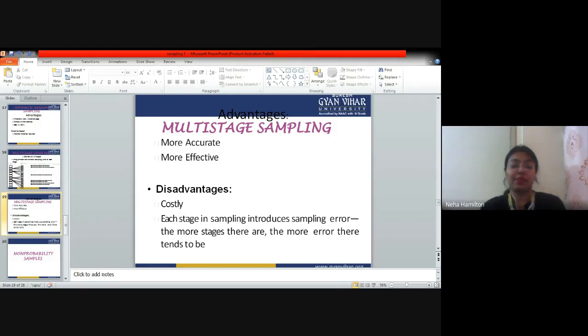Now, what are the disadvantages? Disadvantage is that it is costly. Okay, the first disadvantage. Next is each stage in sampling introduces sampling error. The more stages there are, the more error there tends to be. So we have to understand the concept of sampling error first, right? So what is sampling error? Sampling error is basically an error which happens at each level of sampling. So the higher the levels, the higher the sampling error can occur, right?